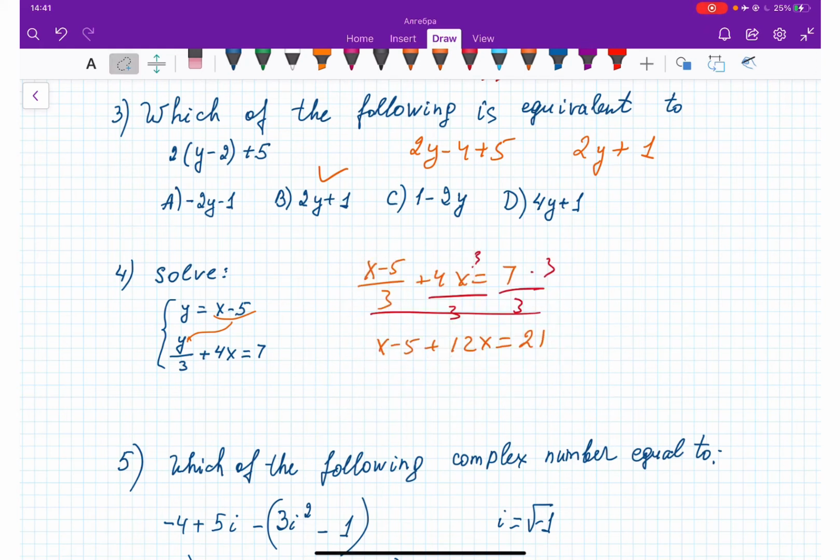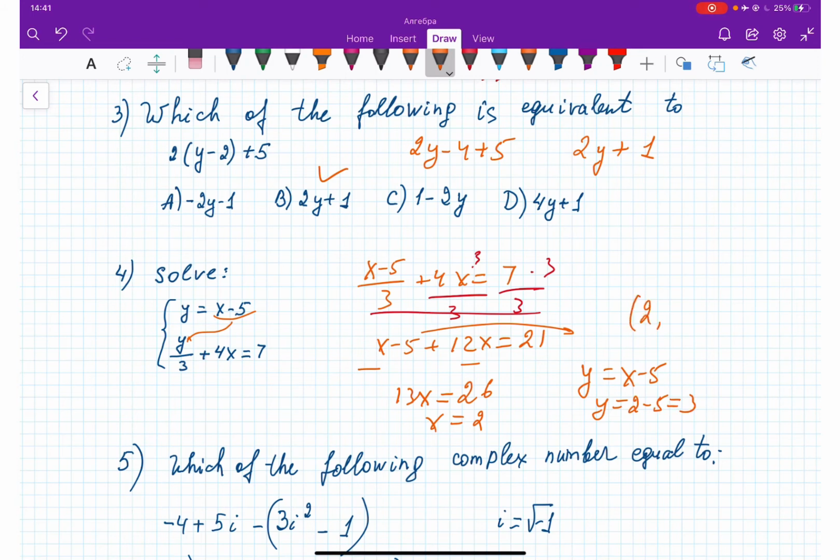So x plus 12x, it's going to be 13x. And moving negative 5 here will be plus 5. It's going to be 26. X is equal to 2. If x is equal to 2, we know that y is equal x minus 5. So y is equal 2 minus 5 is equal negative 3. So the answer is going to be 2 and negative 3.